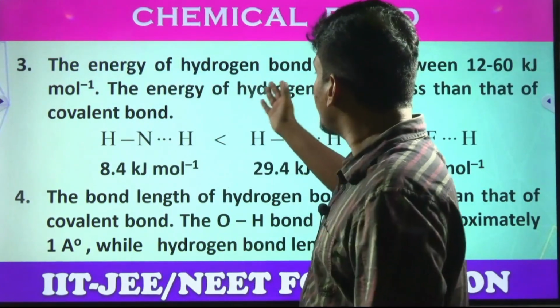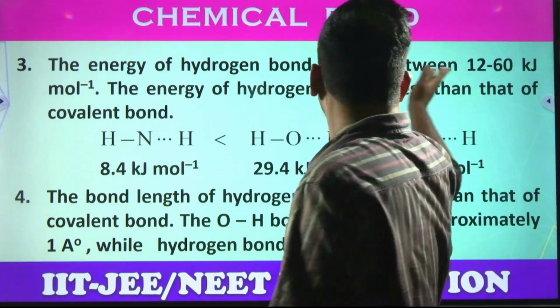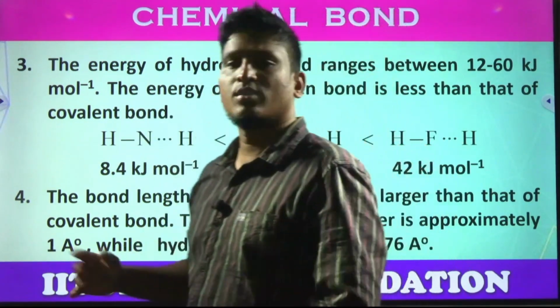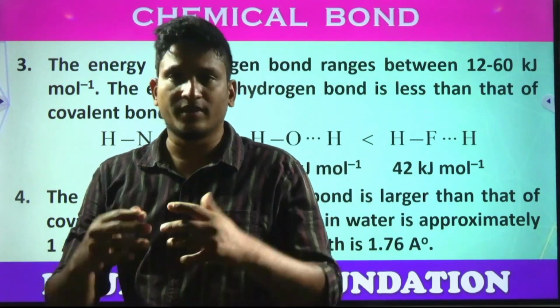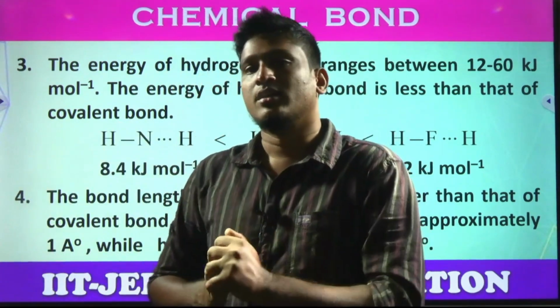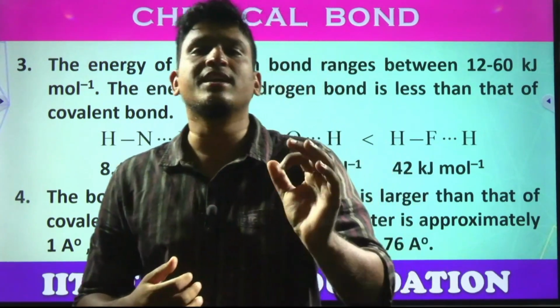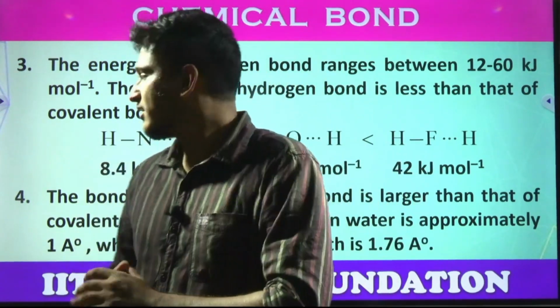So the energy of a hydrogen bond ranges from 12 to 60 kilojoules per mole. The energy of the hydrogen bond is less than that of a covalent bond. Obviously, a covalent bond is a perfect, clear bond. The overlapping of atomic orbitals takes place. That's clear bonding. But hydrogen bonding is a weak attraction, so definitely it is less than the normal covalent bond.